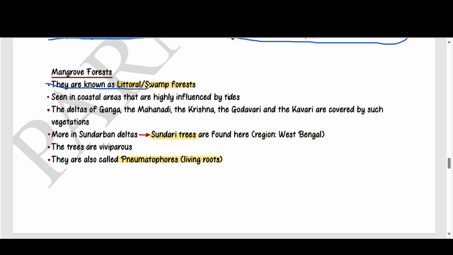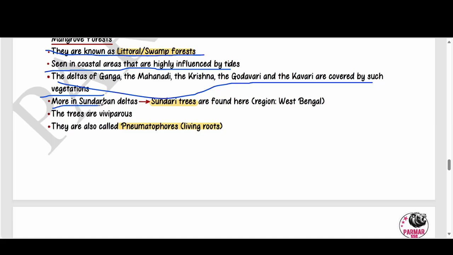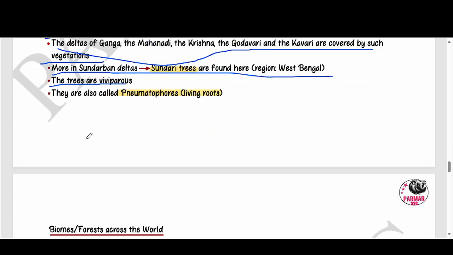Mangrove: they are littoral swampy forests seen in coastal areas that are highly influenced by tides. The deltas of the Ganga, the Mahanadi, the Krishna, the Godavari, the Kaveri are covered by such vegetation. Most in Sundarban Delta, where sundari trees are found, West Bengal. The trees are viviparous. They have roots called pneumatophores.